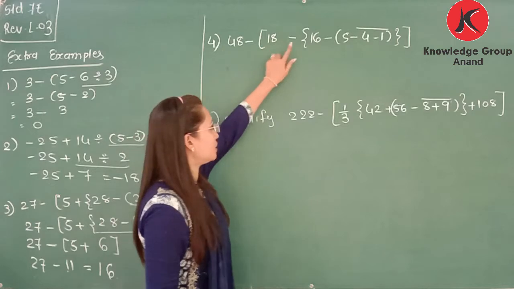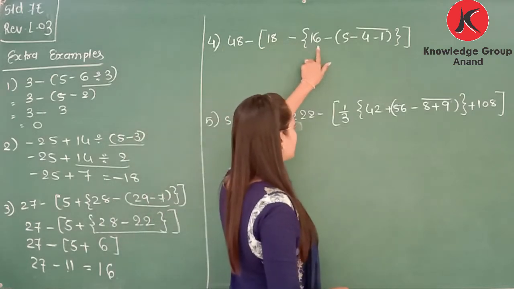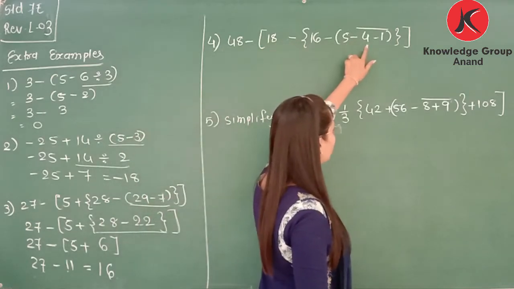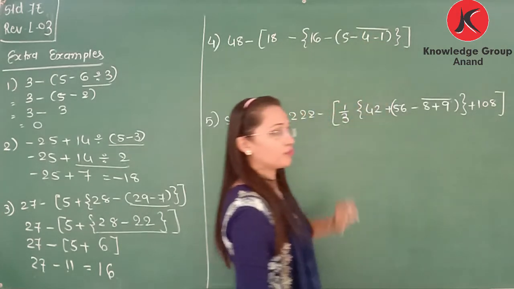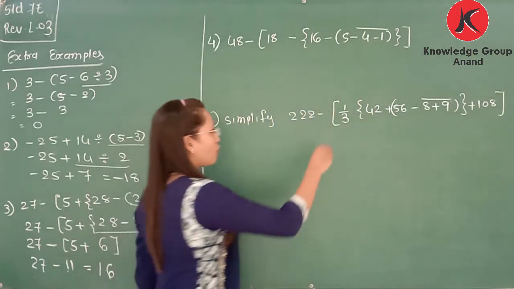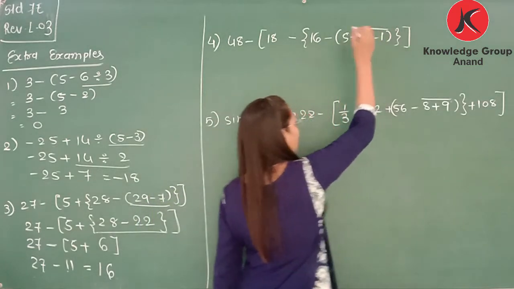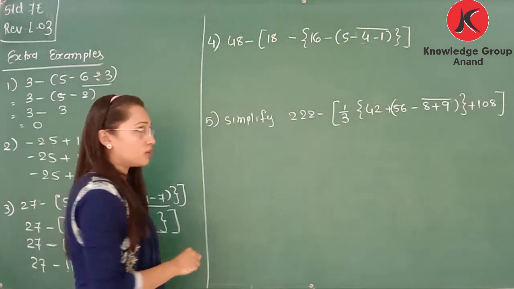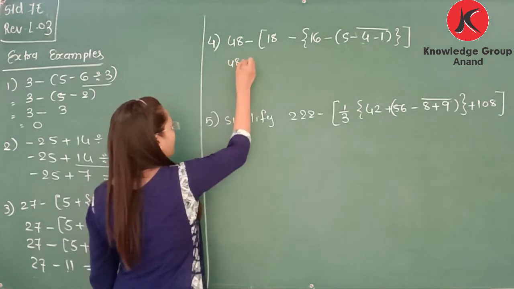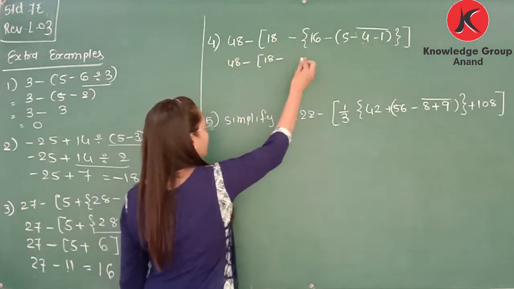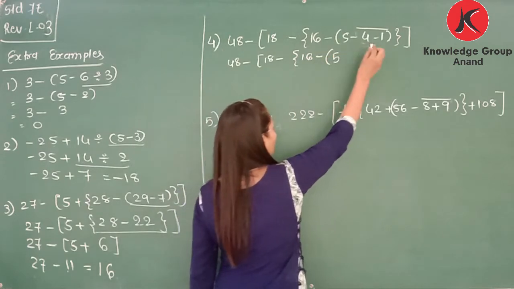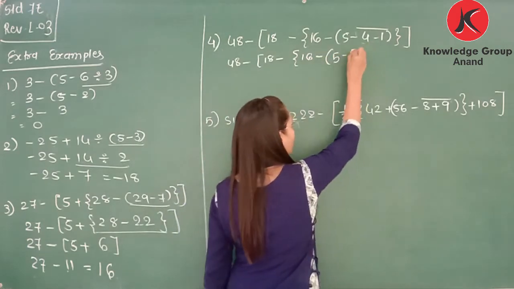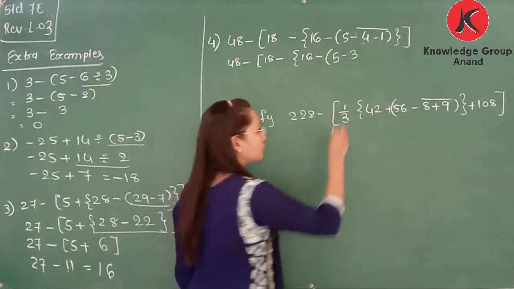48 minus 18 minus, inside the bracket, 16 minus 5 minus 4 minus 1. Here the bar is given and the bracket is open. So whenever this kind of bar is given, first solve the bar. Okay. So 48 minus 18, remaining terms are the same, 5. 4 minus 1 is 3, so it is minus 3.